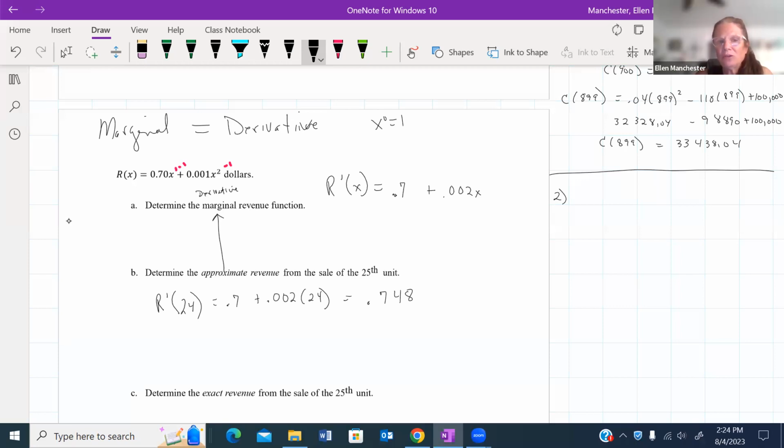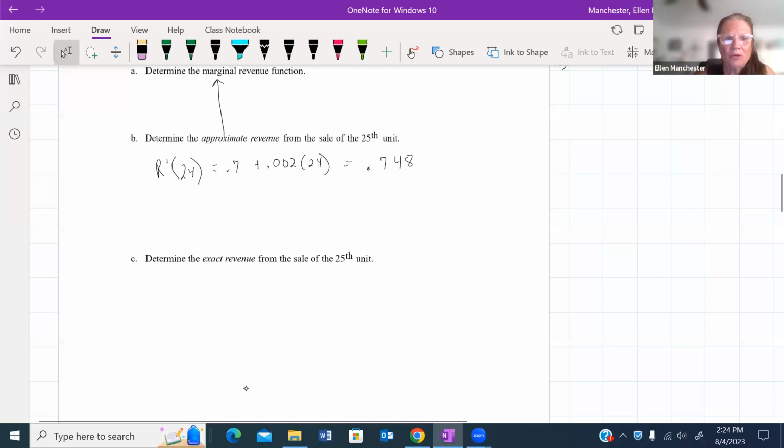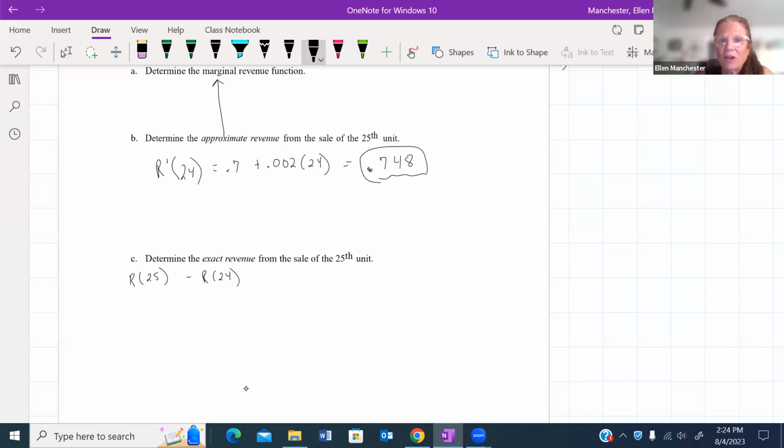So I am increasing my revenue by 75 cents on my 25th unit. So that's good. That means my revenue is increasing. Okay, so about 75 cents. So the exact is I'm going to take the revenue at 25 and subtract off the revenue at 24. And it should be close to this number. If it's not close to this number, then I'm doing something wrong.